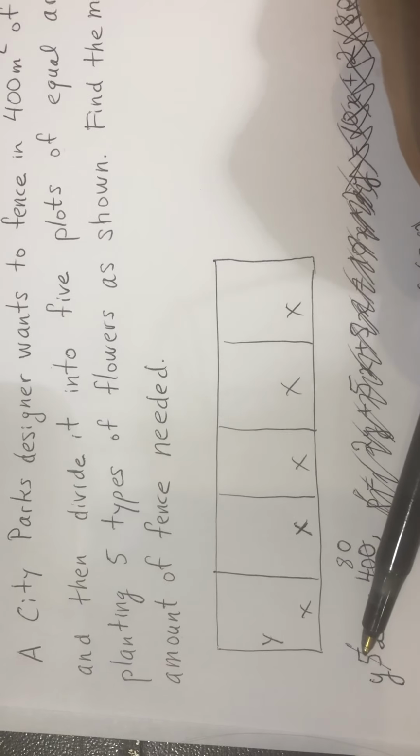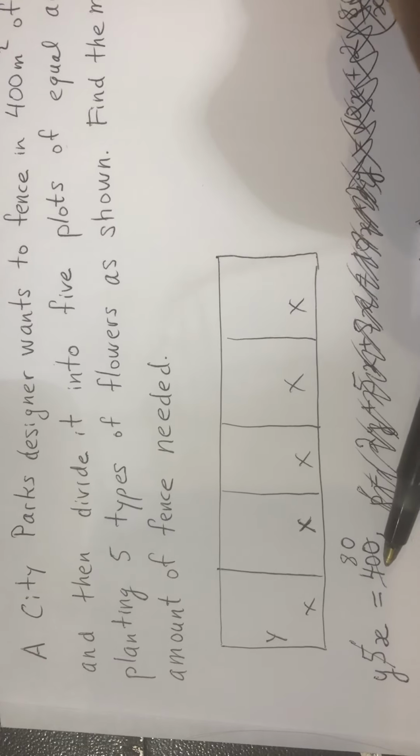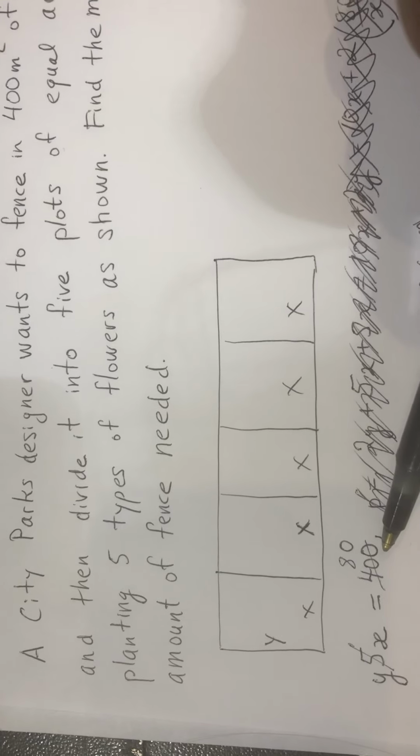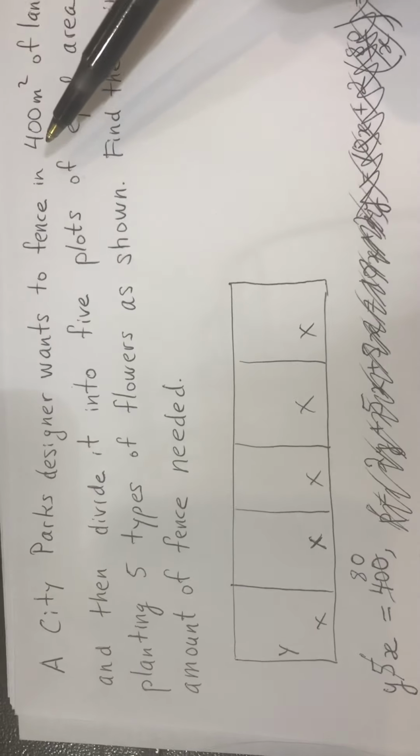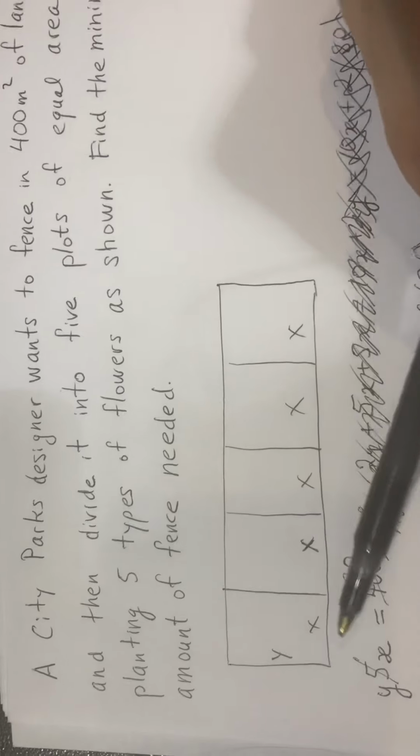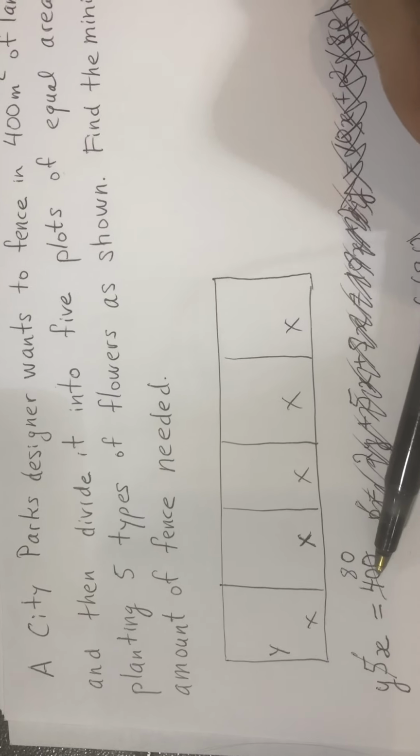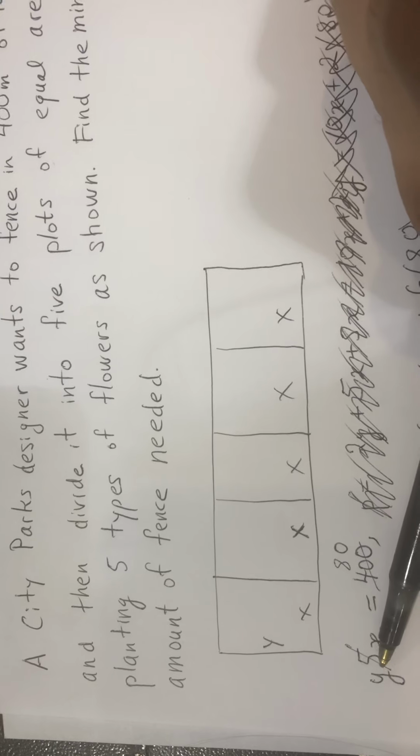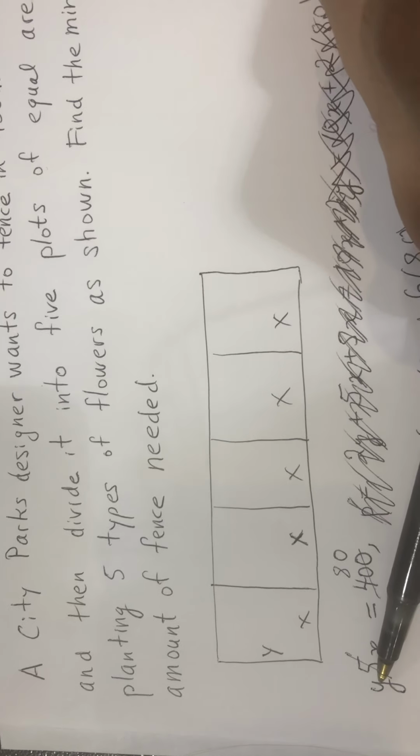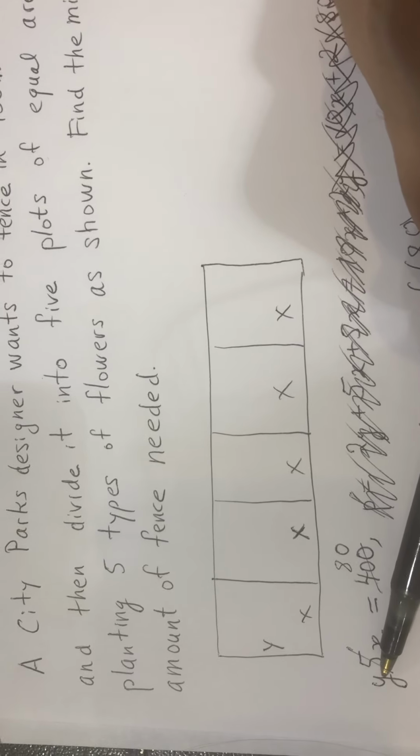y times 5x equals 400, because the area of the land is 400 square meters. Cancel the 5s.